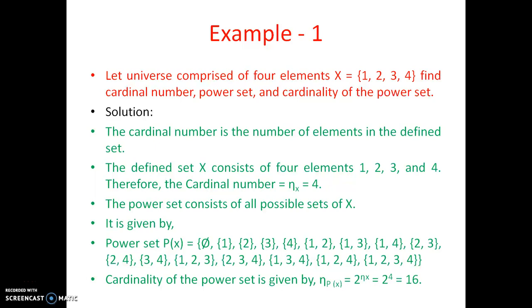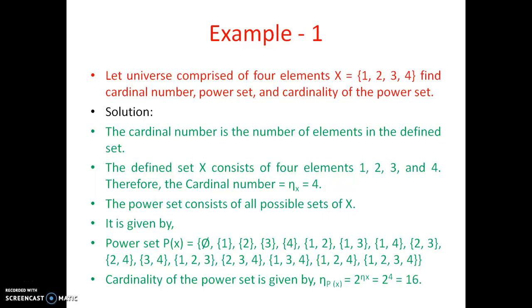Now we can see in the power set P(X), how many sets are there. Phi is one set, with single elements 4 are there, so in total 5 sets can be framed. And then with two elements as a set: 1, 2, 3, 4, 5, 6. So 5 plus 6, there are 11 sets. Three elements in a set: 1, 2, 3, 4. So 11 plus 4, it is 15. And if four elements in a set, only 1, so it is 16. So in total there are 16 sets in the power set.